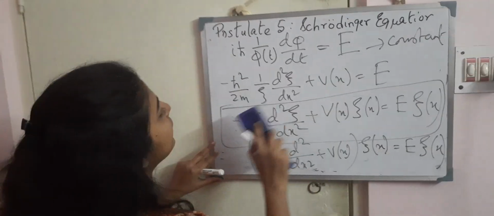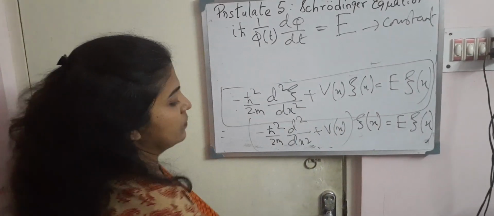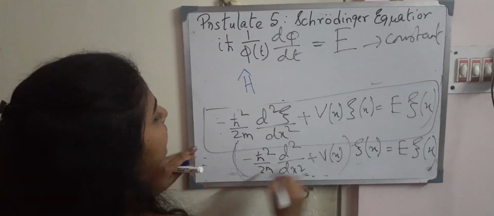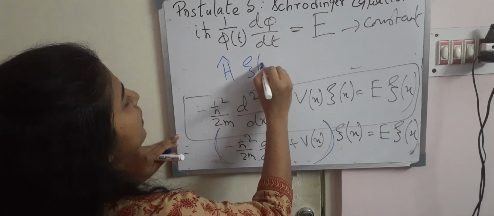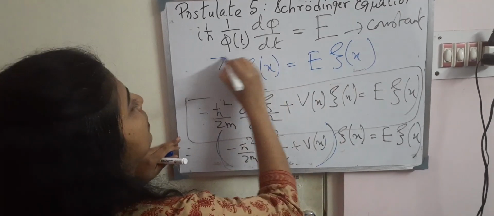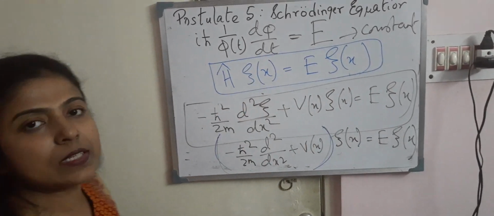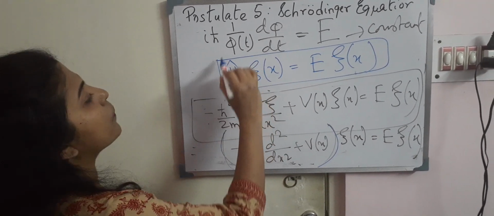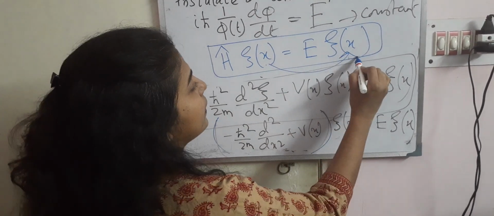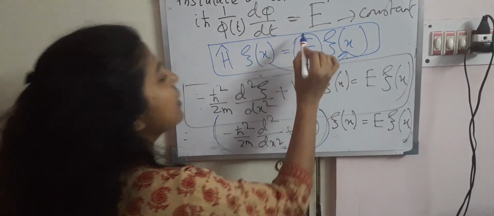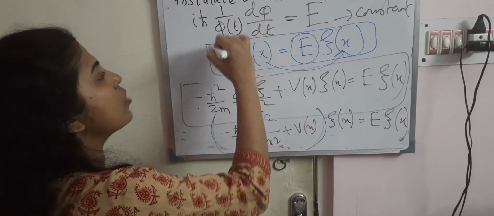So I can also write this equation as h cap xi x equal to some constant E xi x, because this entire thing is the Hamiltonian operator. So this is another way of representing the time independent Schrodinger equation, and you can understand from here that the h cap operator operating on xi x gives me back xi x into some constant. So definitely xi x is the eigenfunction here, and this E is the eigenvalue of this operator h cap.